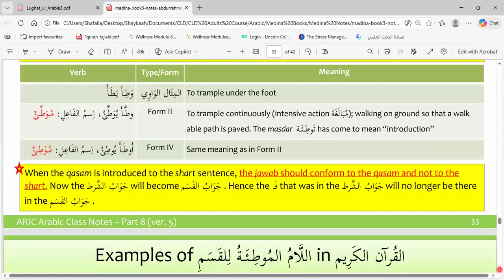Okay, here we have some forms. When the qasam is introduced to the shart sentence, the jawab should conform to the qasam and not to the shart. Previously we looked at the shart and its jawab. Here we are going to see shart with the qasam, but the jawab should be connected to the qasam, not to the shart itself.